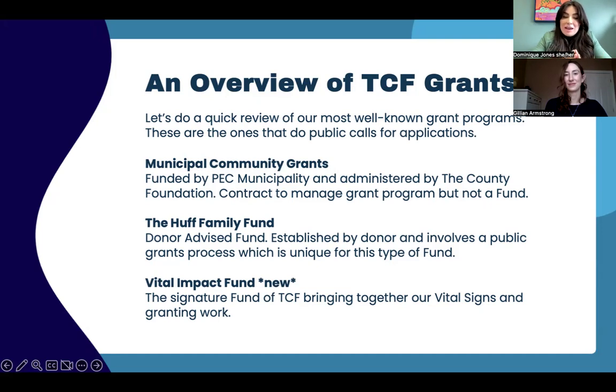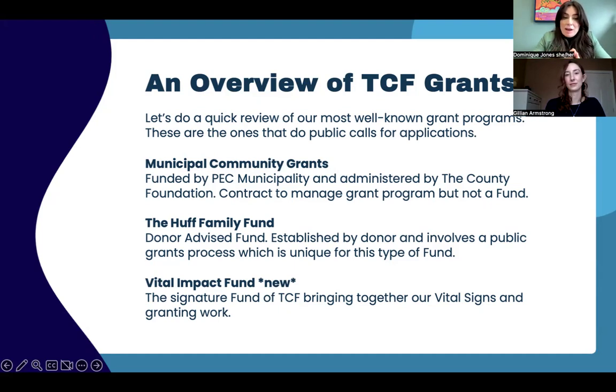Oh, sorry, I should also mention that the Huff Family Fund typically has its intake in the fall. This past year, we ran it towards the end of August. So that's when you can expect to see that start, with a deadline in September.